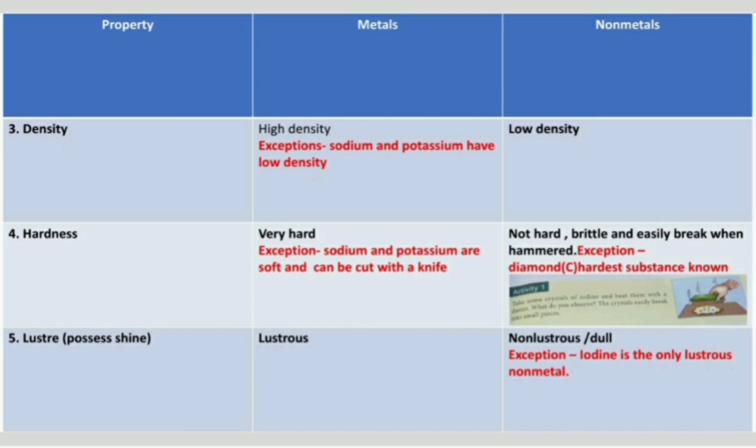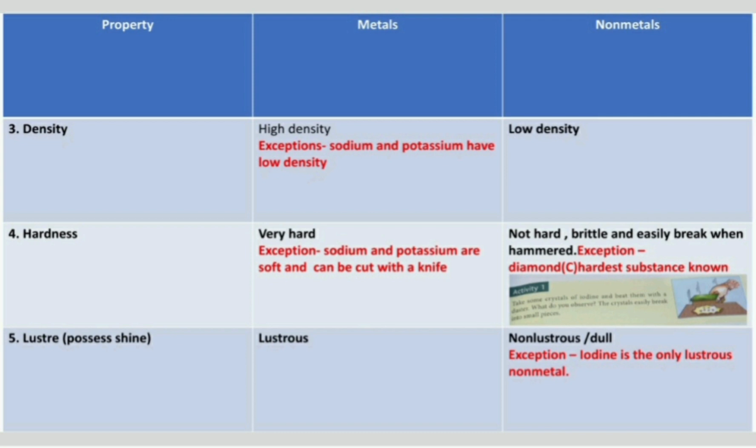Hardness, the fourth property. Metals are generally hard, as we know, and the non-metals are not so hard as compared to metals. They are considered to be soft, and they are brittle. That means they can easily be broken down into pieces when they are hammered. Like in your book, there is an activity which is given, that if you take iodine crystals and hammer them, then these iodine crystals will break down into smaller pieces. That means it shows that the non-metals are brittle and can be easily broken down into pieces, and they are not so hard.